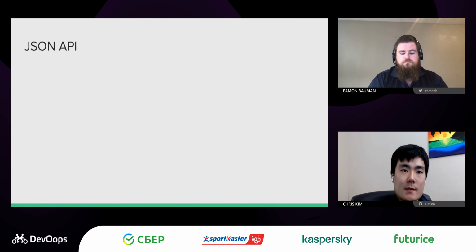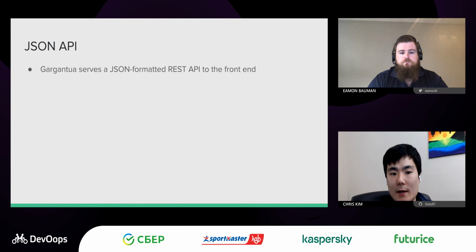I've already talked about this a little bit, but I want to expand on it further. We have a JSON API that interacts with the front end. Gargantua is serving a JSON formatted REST API to the front end. What this really means is that Gargantua, the API server itself, is serving the data it needs to and parsing it using the Golang JSON formatters, so that it can format and parse our various data from the front end, whether a user sends data or not.